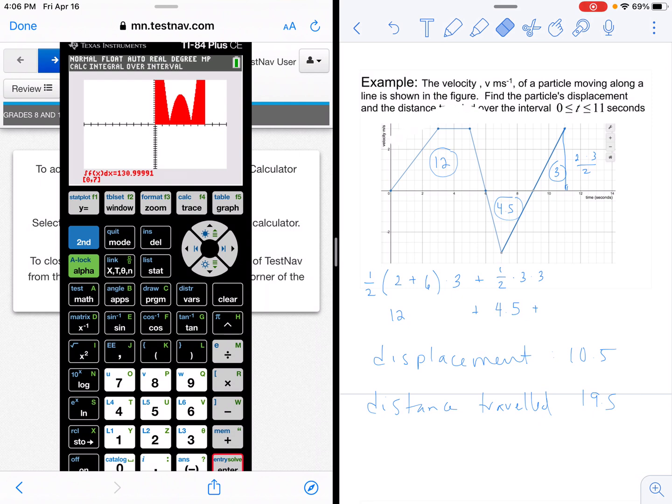So the first one right here is a trapezoid. So I use the trapezoid formula 1/2 times b1 plus b2. Those are the bases. So the first base is 2. The second base is 6.